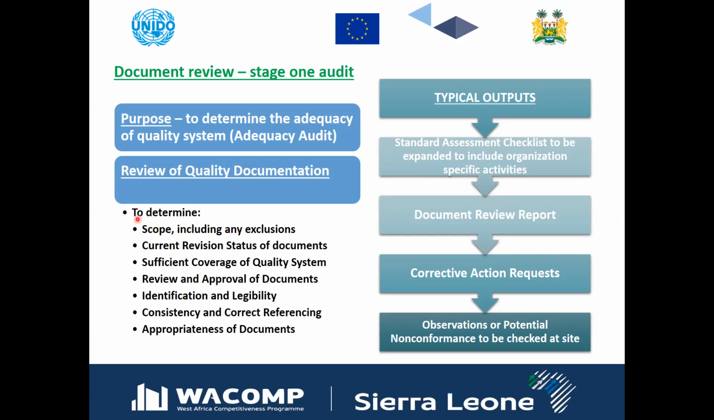Then the auditor would review the scope. He will check any exclusions, he will check the status, he will check all the mandatory procedures of ISO 9001. He would expect the internal audit report and the management review minutes of the company, and based on that, the auditor would get the following output.